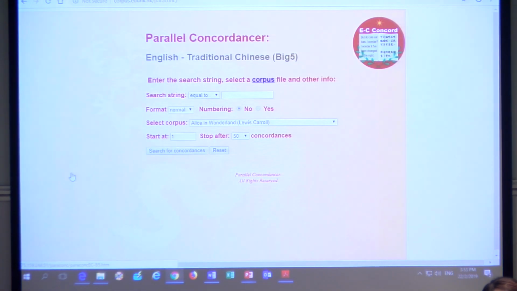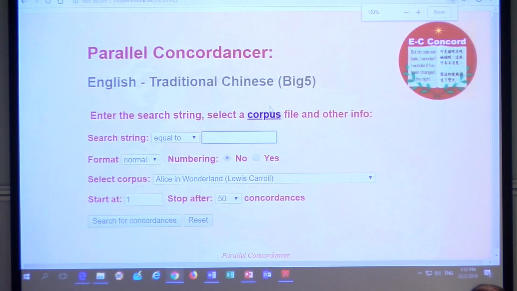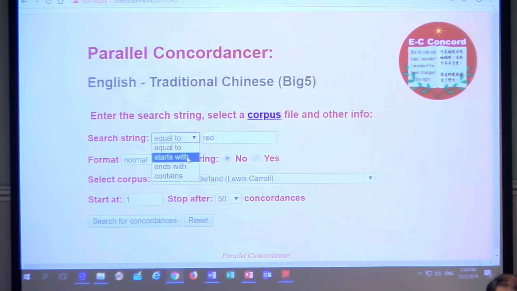If I click on this, it goes to this page. Can you see? Can I enlarge this a bit? Okay, so basically you can type in any word you want to search. For example, red. Okay, you can choose equal to or starts with. If you choose starts with, you can get red, reddish, reddened, etc. Okay, so more. But let's just choose equal to.